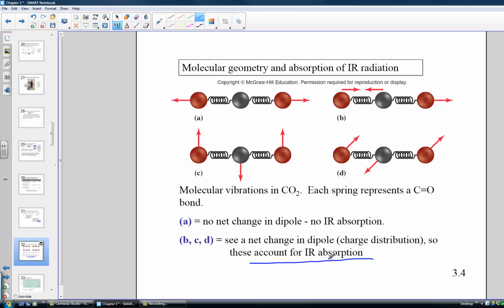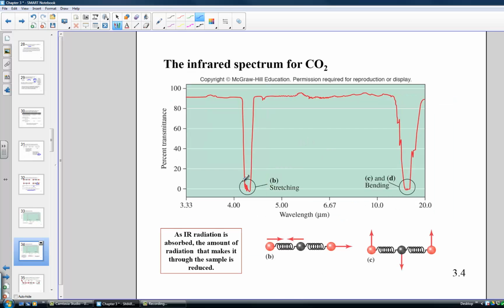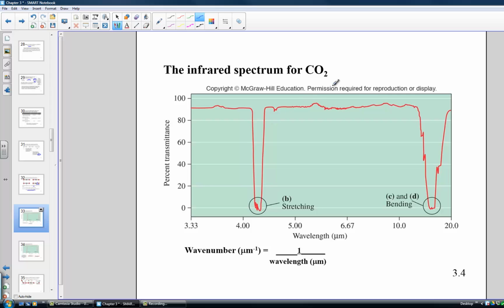If I have a polar bond and the springs between the atoms can be stretched, twisted, and pulled due to the polarity of the bond, if this is carbon dioxide, oxygen has a greater hold on the electrons being shared, pulling the electron density towards itself, creates a spot for the IR radiation from the sun to be absorbed. And that's what they're showing here with this spectrum. The IR spectrum, infrared spectrum for carbon dioxide.